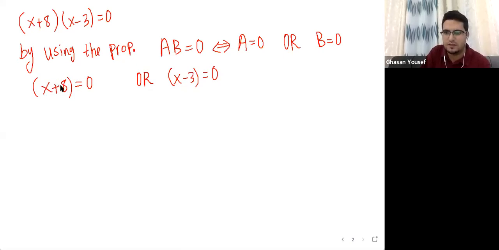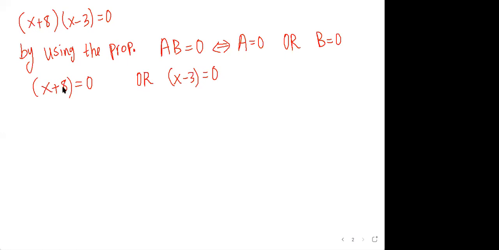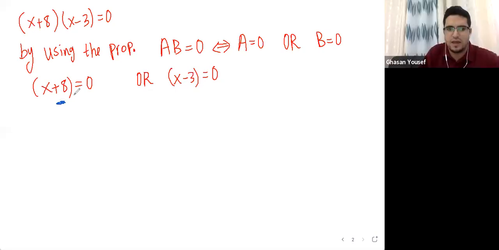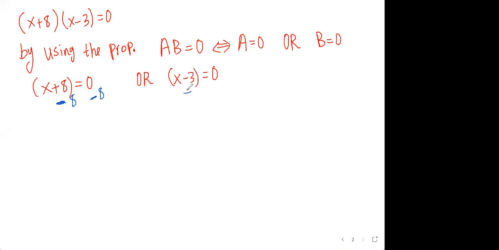Yes, go ahead, Anta. So what you need to do is the converse operation of 8 on both sides. So it should be minus 8, subtract on both sides. Yes, exactly. So I have to subtract 8 from both sides here. And what should I do for the other one? Do plus 3 on both sides.